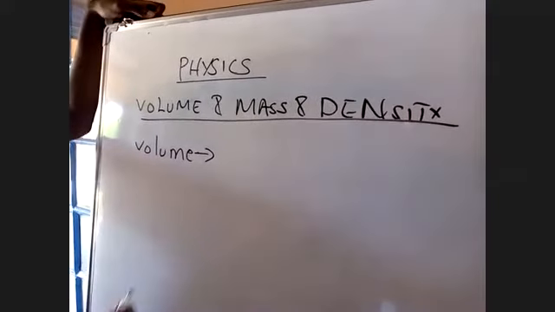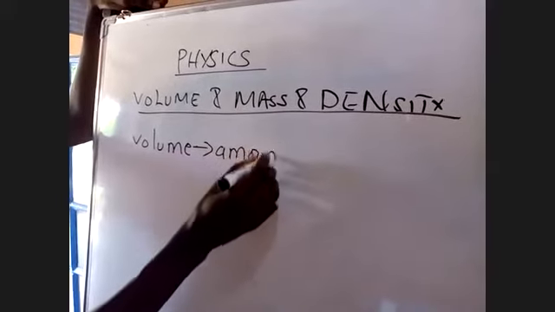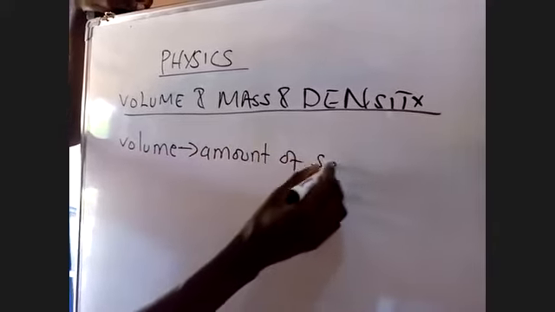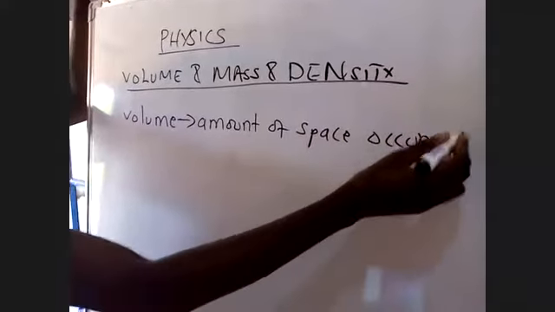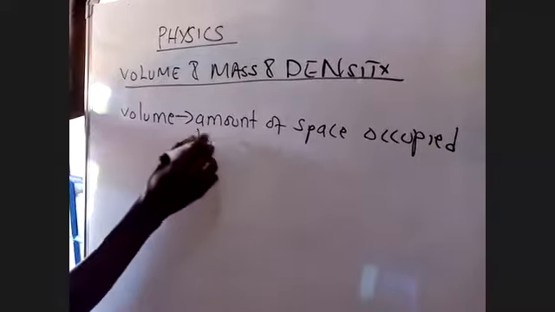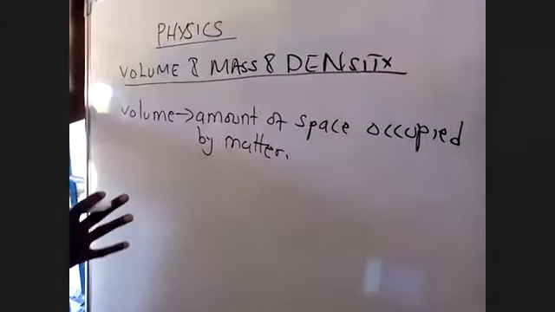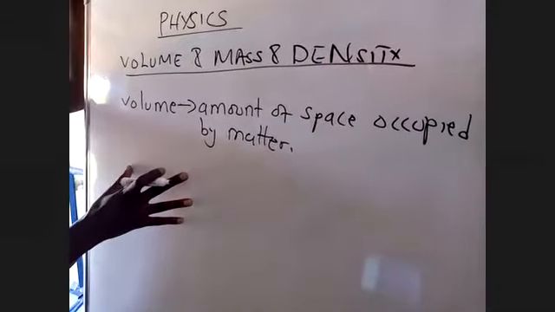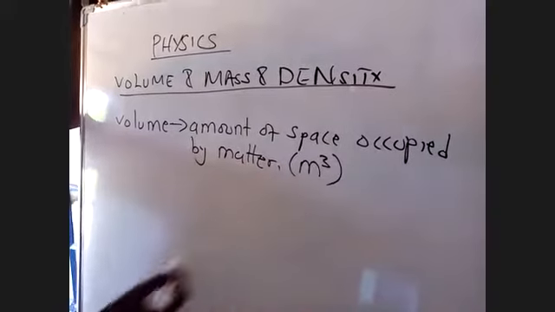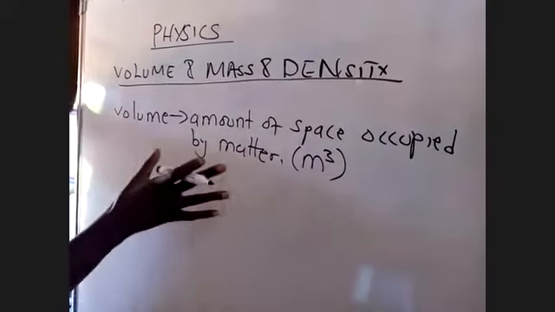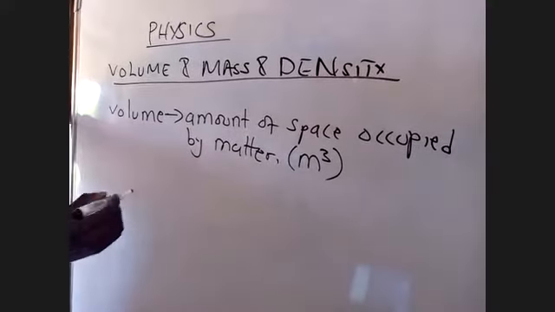volume is usually defined as the amount of space occupied by matter, and the SI unit of volume is cubic meters. This is the SI unit. So how do we describe volume, or which figure are you supposed to see before you discuss volume?